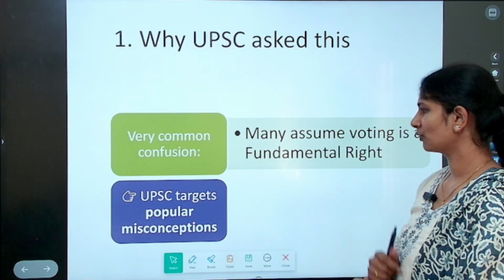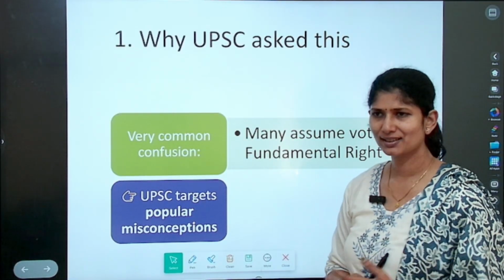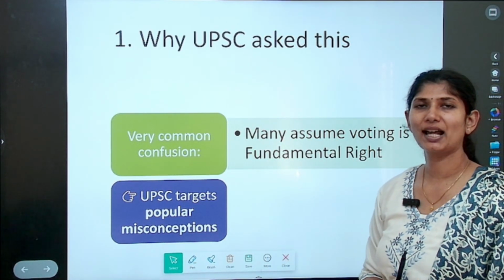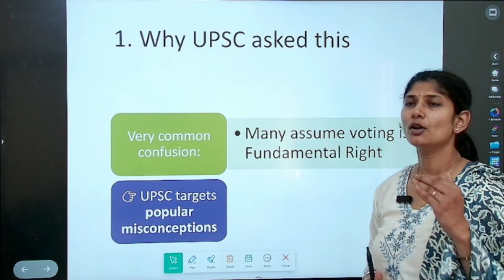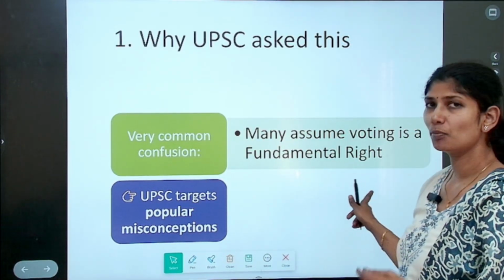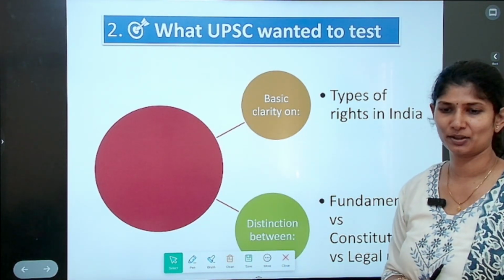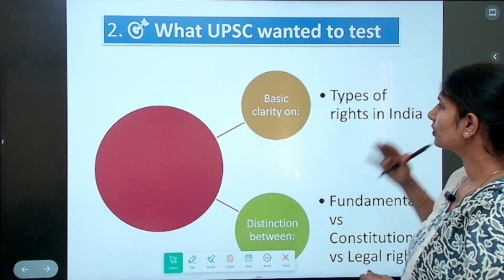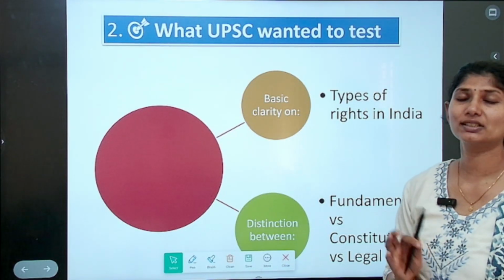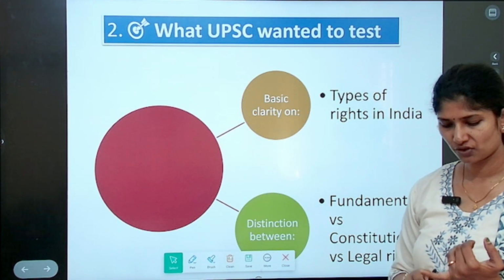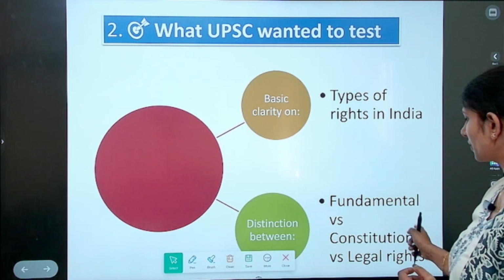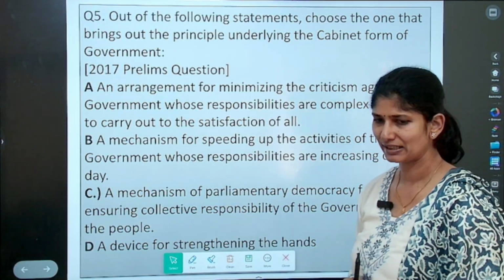So, one thing if you see, why exactly UPSC asked this question? Because of a very common confusion people have that okay, we have political rights, which means right to vote is coming under fundamental right. So this becomes a popular target for misconception. So here what exactly UPSC wants to test, if you observe, it is the basic clarity on the type of rights. What is a fundamental right, what is a constitutional right, what is a legal right, understanding, and the distinguishing between your fundamental, constitutional, and legal right.